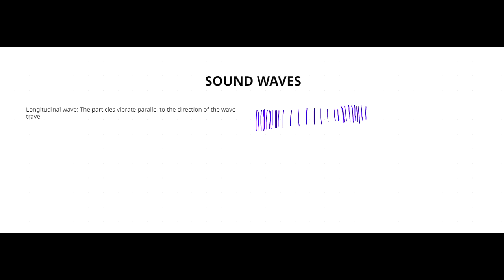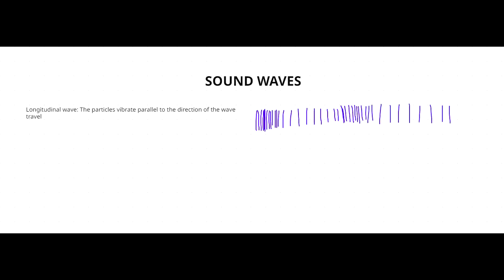So sound waves are longitudinal in nature. The particles are going to be oscillating in the same direction as the wave travel. So if the wave is traveling from left to right, what is going to happen? The particles are going to be vibrating in the exact same direction. And this is basically what a longitudinal wave looks like.